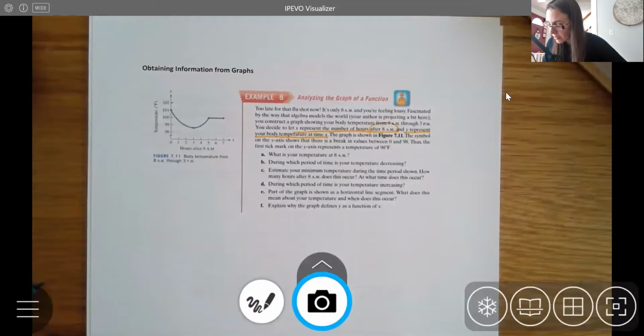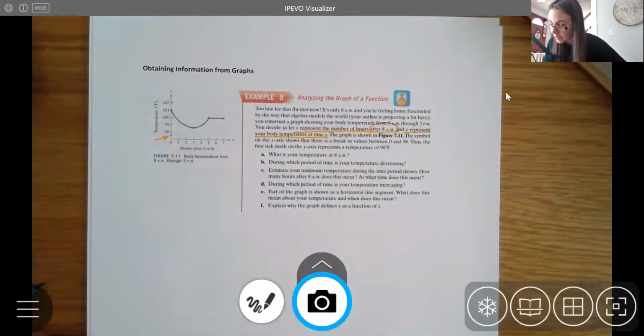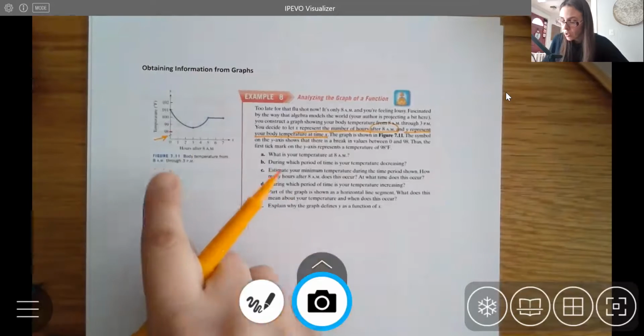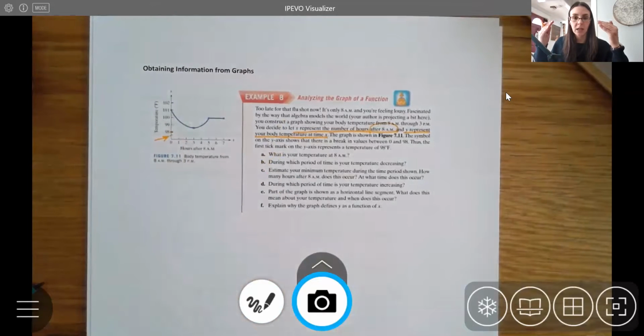The symbol on the y-axis shows that there is a break in values between 0 and 98 degrees. See right there? That's the first tick mark on your y-axis and it represents a temperature of 98. So they are showing you that you have a break in the y-axis here because for this student, their temperature is always above 98 degrees. So it didn't make sense to have a whole bunch of blank space on that graph. So that's why you have that jump in scale.